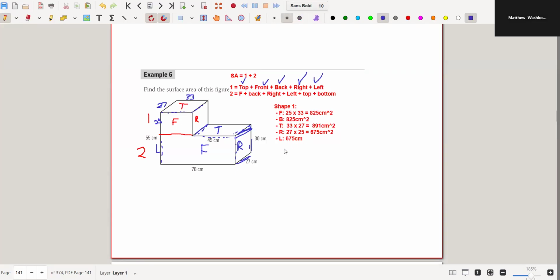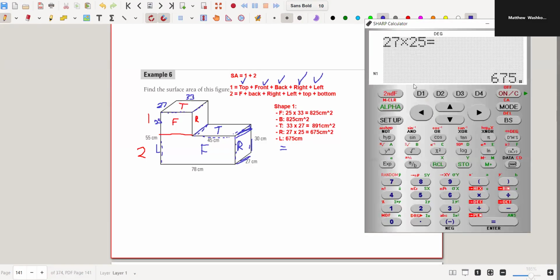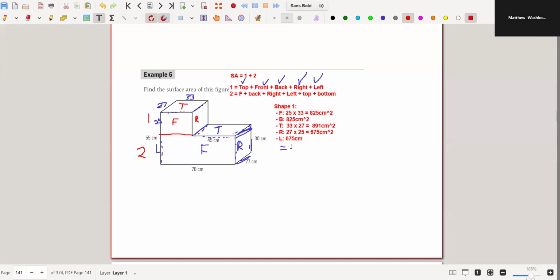So all I have to do is add these up. 825 plus 825 plus 891 plus 675. That's 3,216 centimeters squared. I'm going to circle that.